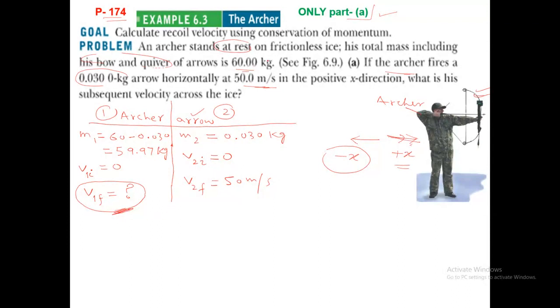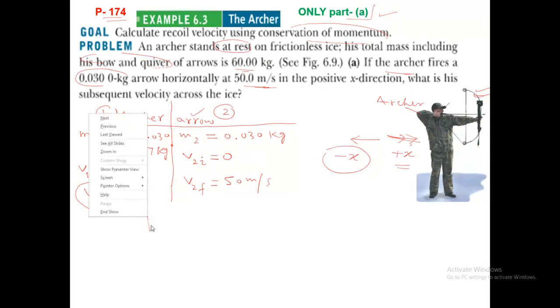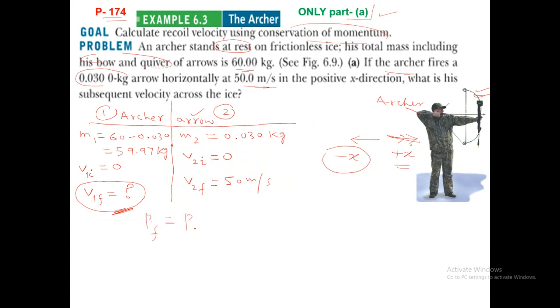You see, we are using the conservation of momentum, which says that final momentum is equal to initial momentum of the system. Now you have a system of two objects, a person, the archer, and the arrow, two, and we have all the data here. Okay, this is final. Please focus.